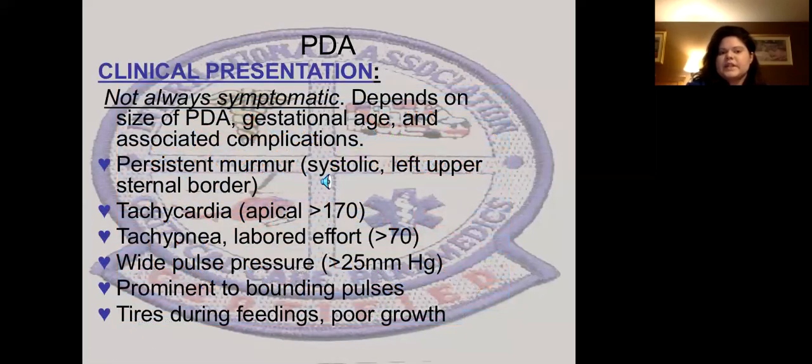So their clinical presentation, which is, they aren't always symptomatic. It just depends on the size of the leak. If you have a very small one, it's not going to be as obvious as one that's larger. They would have a persistent murmur, and that will be at the left upper sternal border. They could be tachycardic. Again, that's going to be hard to tell just because infants are typically tachycardic anyway, and so they may go around and around thinking about what's going on, what's causing them to be tachycardic and tachypneic. They would have a wide pulse pressure.